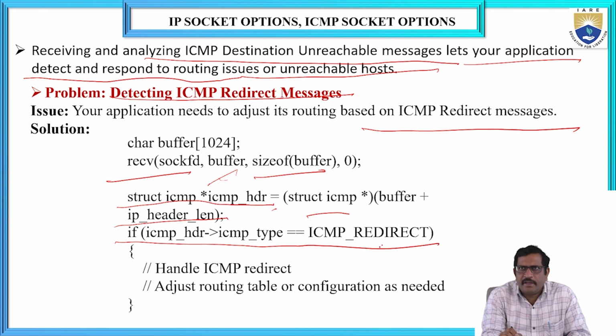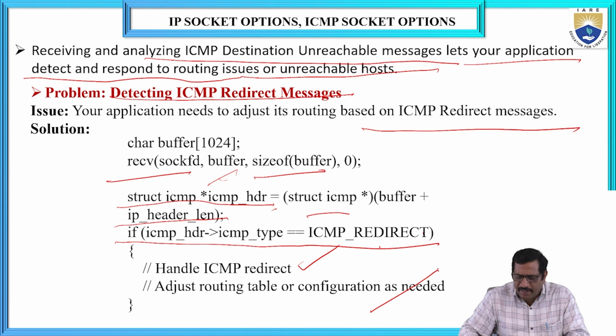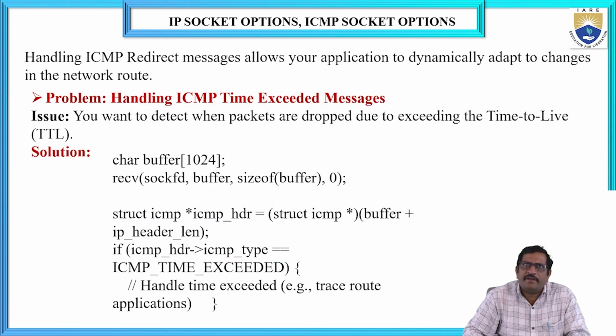ICMP redirect, now which handles the ICMP redirect, adjusting the routing table and configurations. It will be configured as needed. Next, handling the ICMP time exceeded messages. If the message received is time exceeded, that can be handled with time to live. You want to detect when the packets are dropped due to the exceeding time. It will be handled with the help of this code.